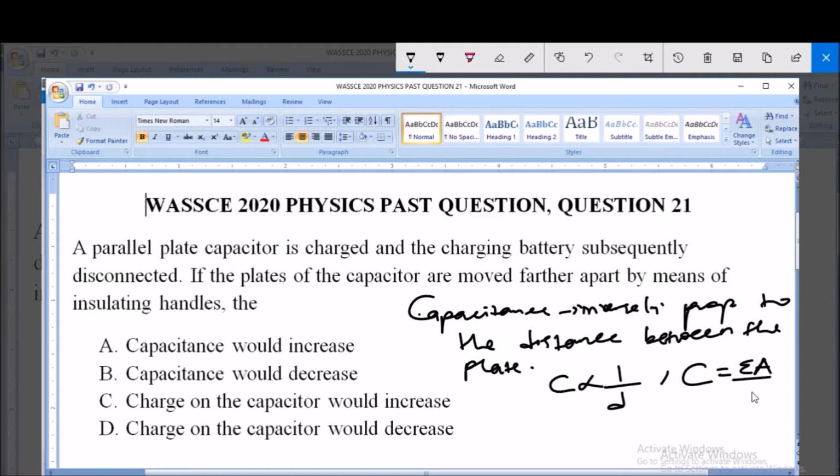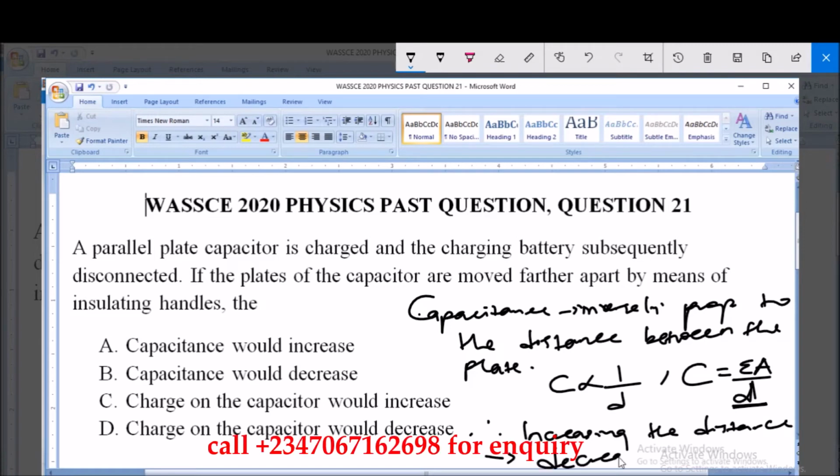Now this d here stands for the distance between the plates of a parallel plate capacitor, and like you can see, capacitance is inversely proportional to this distance. So therefore, increasing the distance between the plates of this capacitor will lead towards a decrease in capacitance, and vice versa.